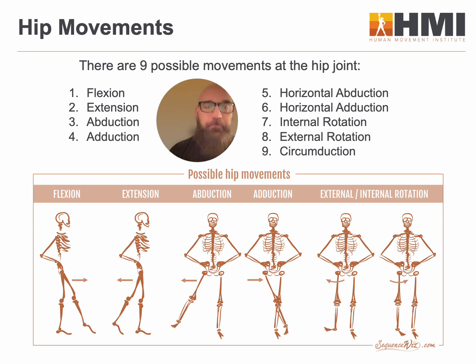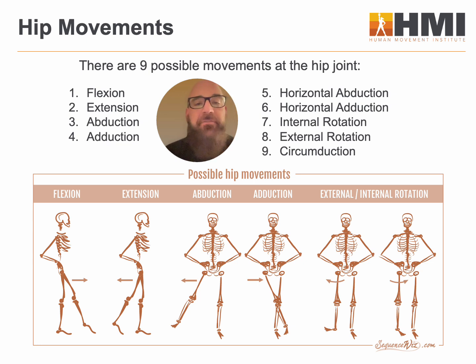Abduction is away from the midline in our case. And then therefore adduction is going to be towards the midline. So you're going to see the hip in the middle, two skeletons. Abduction is going to be the hip moving away from the midline. Adduction is going to be the hip moving towards the midline.